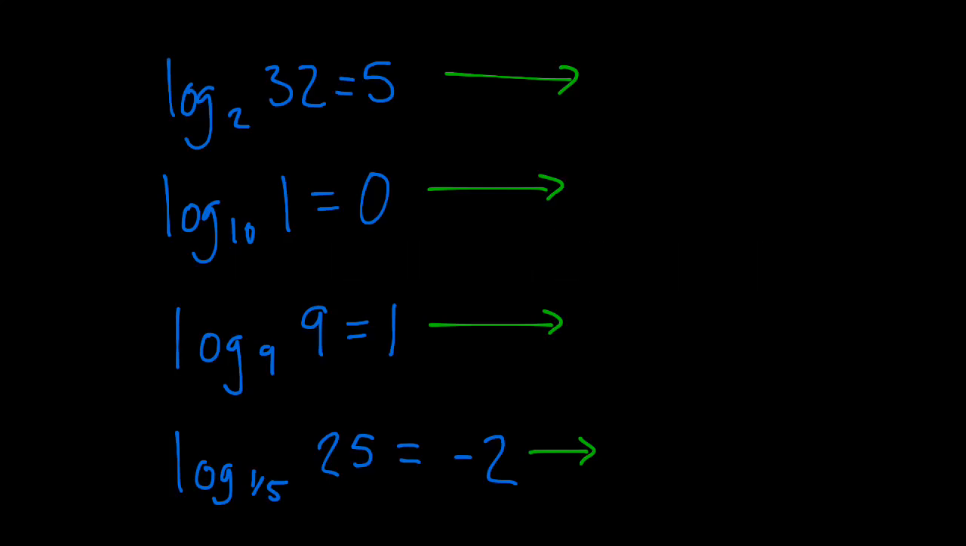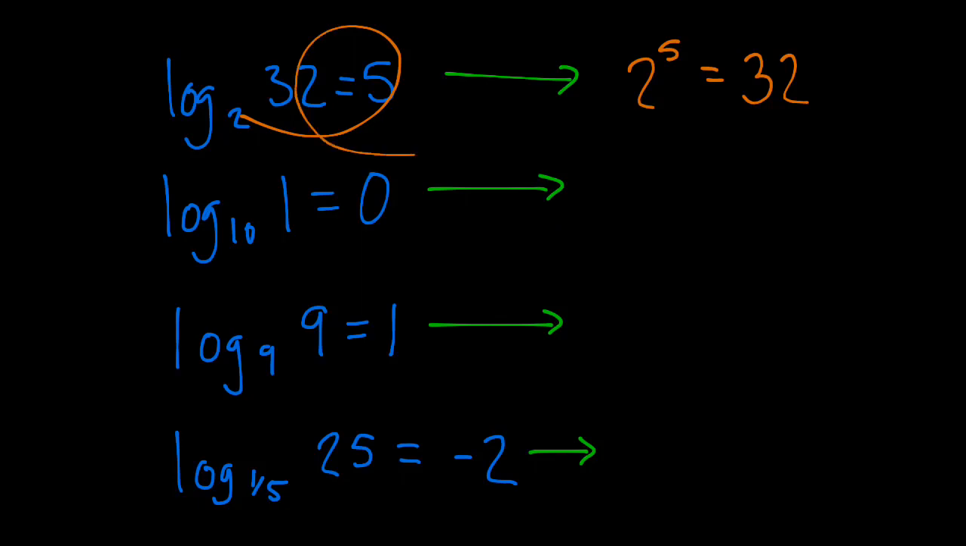So let's get some practice evaluating some simple logs. First, though, I think we're just going to look at some examples where we take a log and rewrite it in exponential form. So these are pretty simple, and again, will just help us realize what a logarithm is, what it's asking us to do. So here we have log base 2 of 32 is 5. That's because 2 to the 5th equals 32.